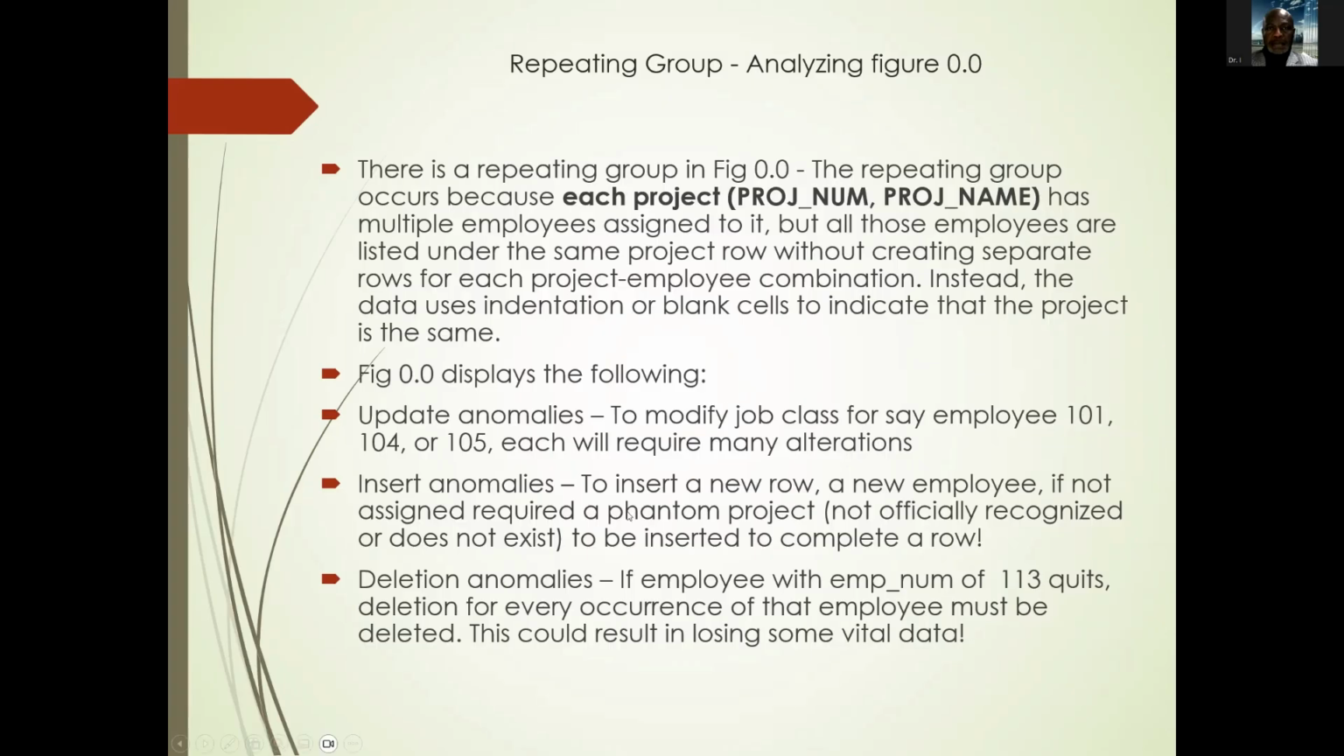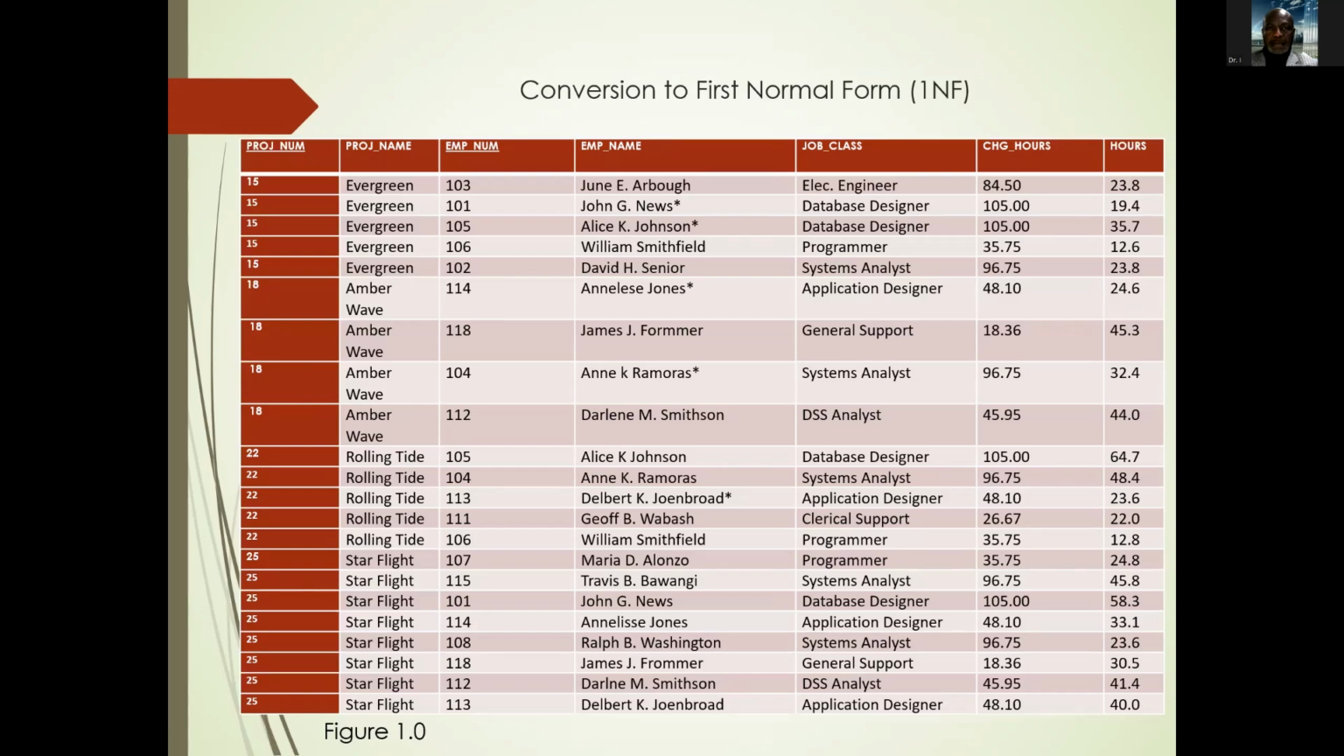Then the second one, like I mentioned, is insert anomalies. If you want to get a new role for a new employee, right? If we don't have any project for this, we're going to have to create one that doesn't exist. The reason we want to do that is to at least have something. This anomaly is bad. And the other one is a deletion anomaly, right? If employee number, say 113, quits, and every occurrence of that employee must be deleted, in a situation like this we could actually lose valid data.